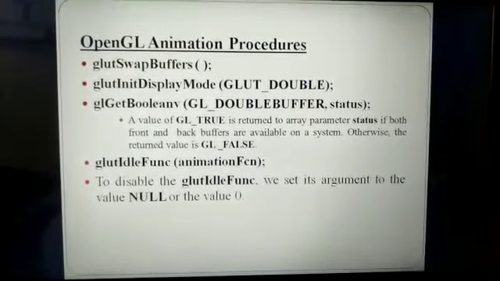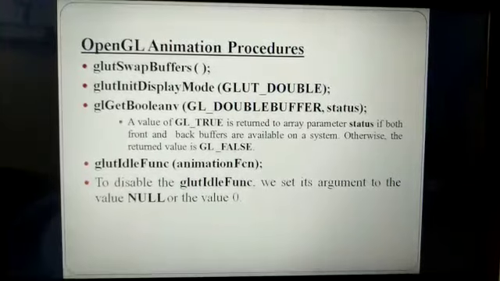That completes your chapter of computer animation regarding OpenGL prescribed for the syllabus.